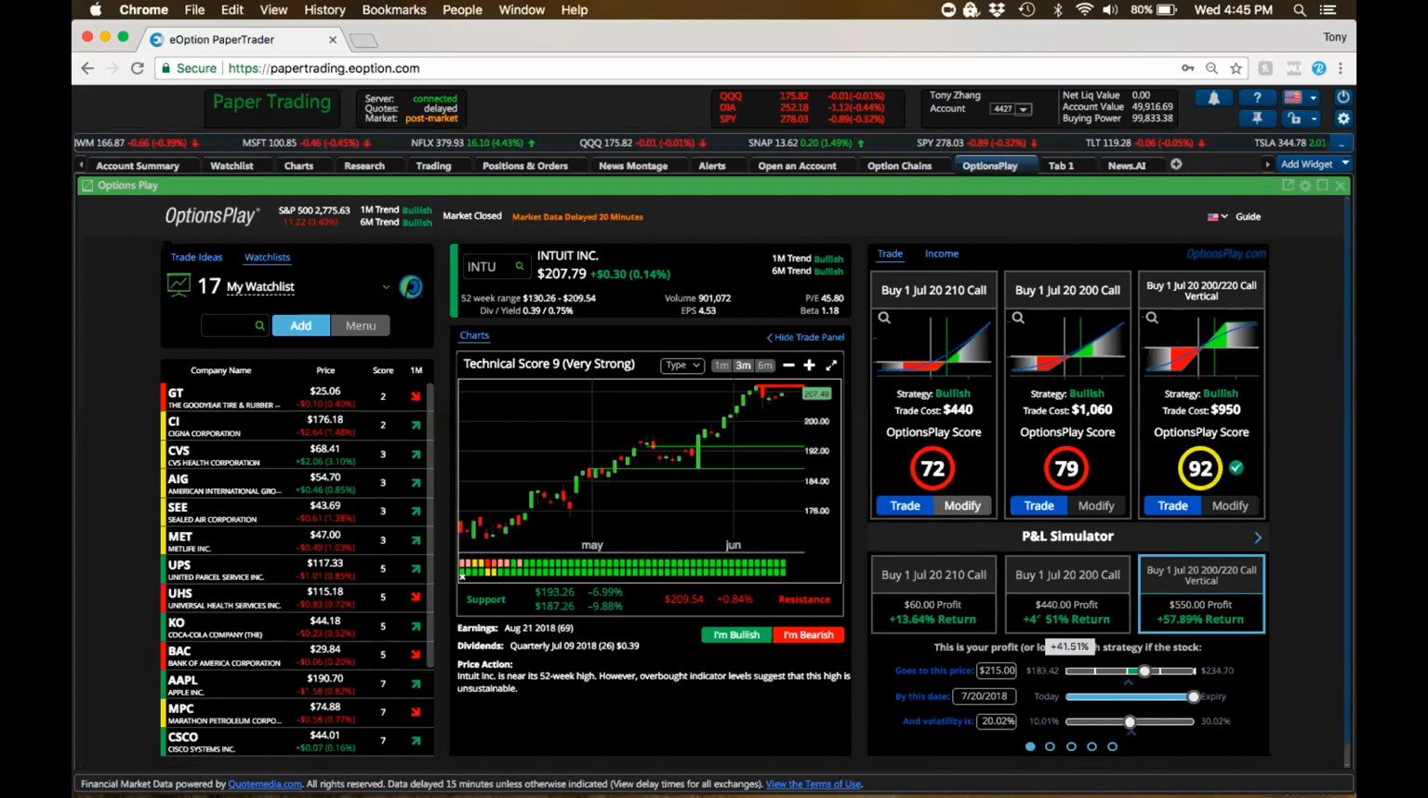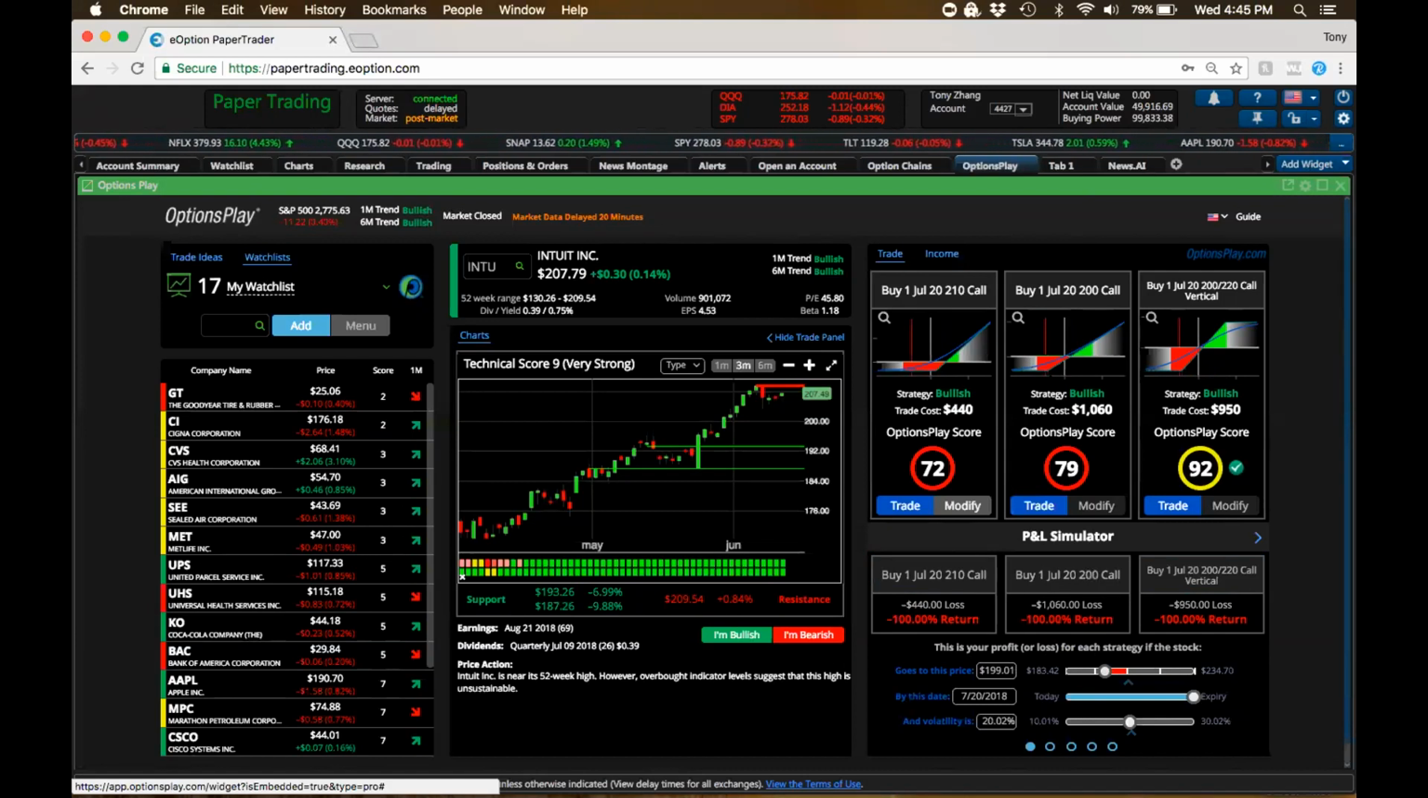This allows you to compare any two strategies side by side and say, what happens if the stock goes higher? What's my expected returns? What happens if the stock goes lower? What are my expected losses? So that you can quickly see and compare any two strategies side by side. And that's really the power of OptionsPlay.